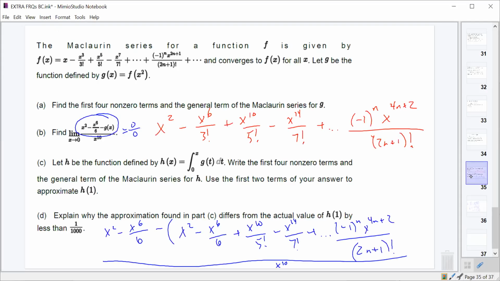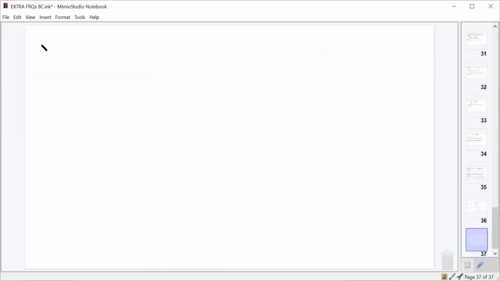So let's see here. Part C: h is the function, the integral from 0 to x of g of t. We want to write the first 4 non-zero terms and the general term for h, and then we want to use the first 2 terms to approximate h of 1. So we're going to integrate our, we'll just say h of x is the integral from 0 to x of g of t.